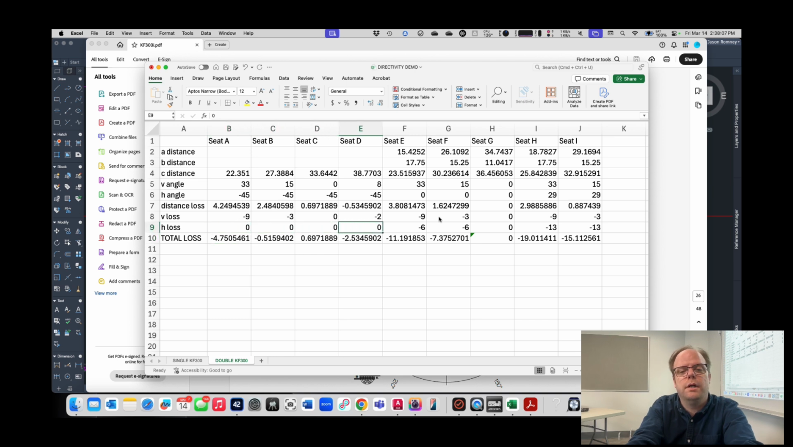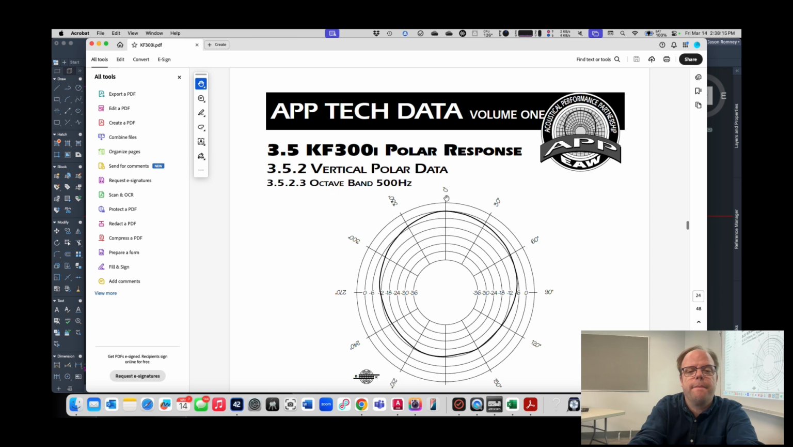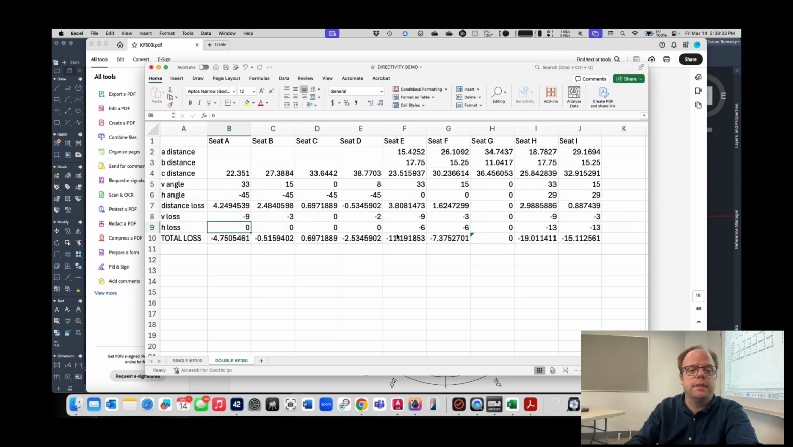All right, let's figure out the horizontal loss now. So I've got this -45 I have to deal with. So let's find that. Here's -30. So 45 should be right there. It should be right at 6 dB down, based on the specs of the loudspeaker, and the polar plot confirms that. So it is -6. -6, -6. Now seat E is going to be no horizontal loss. Seat F is no horizontal loss.